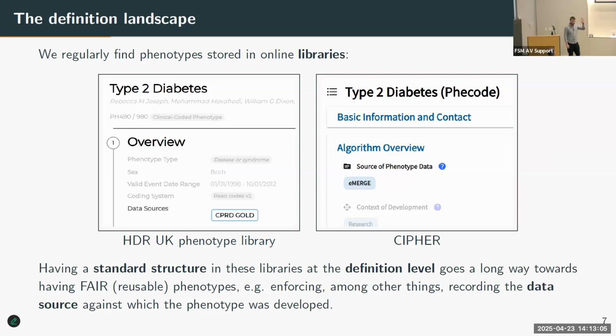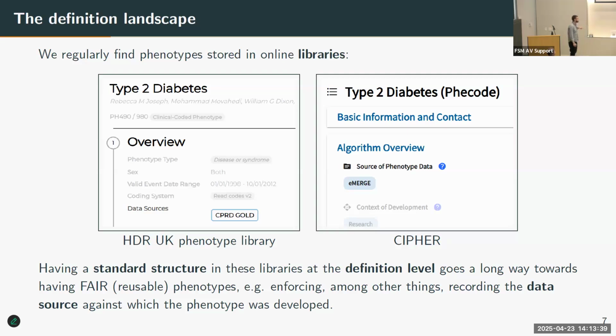Those of you who work in the phenotyping space will almost definitely have heard of Cypher, which I think was built on things like PhKB, because it emerged from other initiatives. And then we have the UK equivalent, which is the HDR UK Phenotype Library. As the name suggests, these are huge collections of phenotype definitions. They capture at scale the logic for these definitions. The key thing, as we'll look at in a moment, is they're not computable directly. You couldn't take this page and run it.